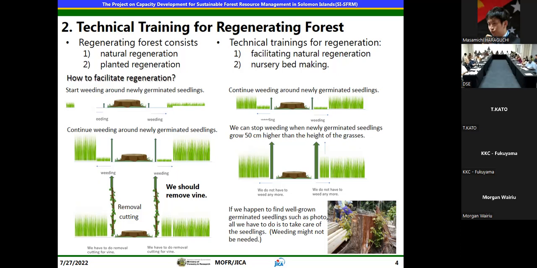Technical training for regeneration: facilitating natural regeneration, and necessary bed making. How to facilitate regeneration? As you can see, start weeding around newly germinated seedlings, continue weeding newly germinated seedlings, and the list goes on. Like this one here, creeping vines have to be removed.